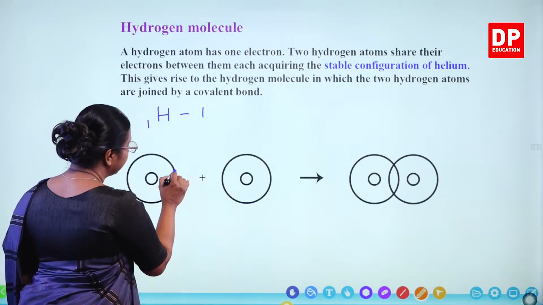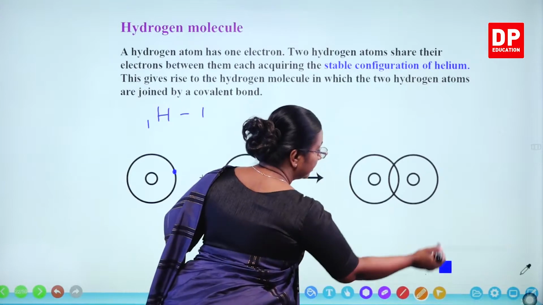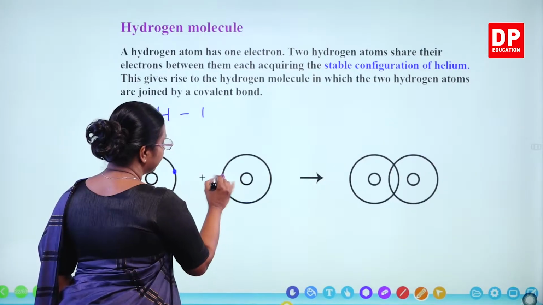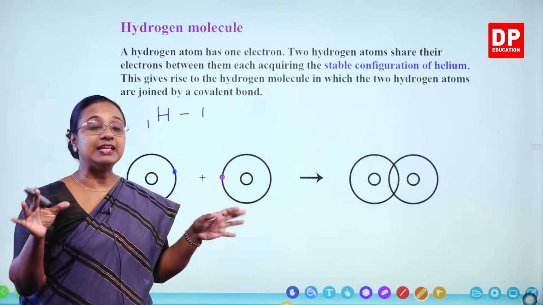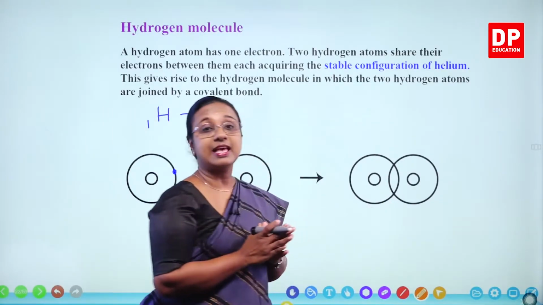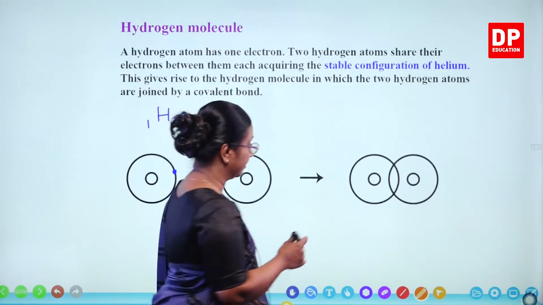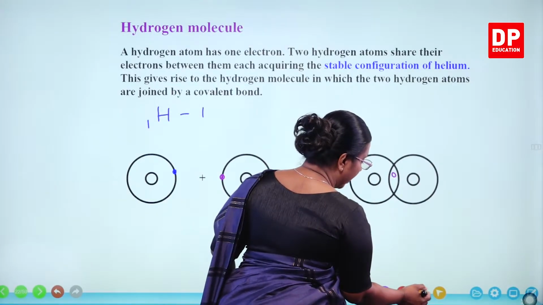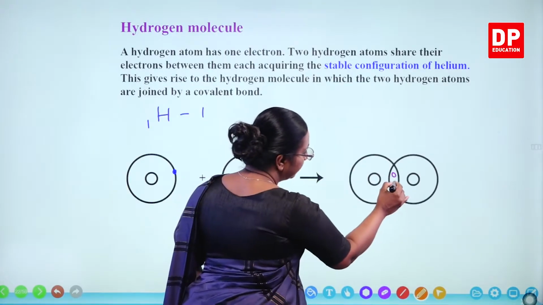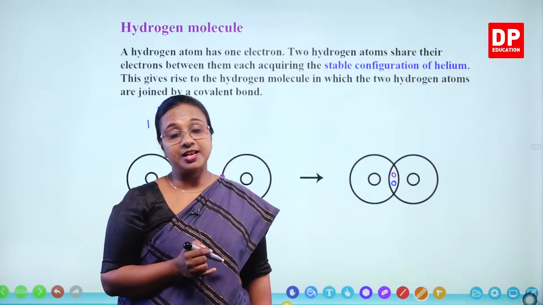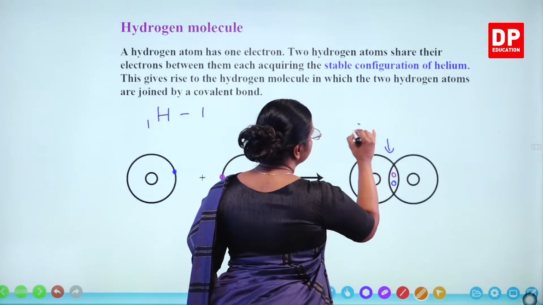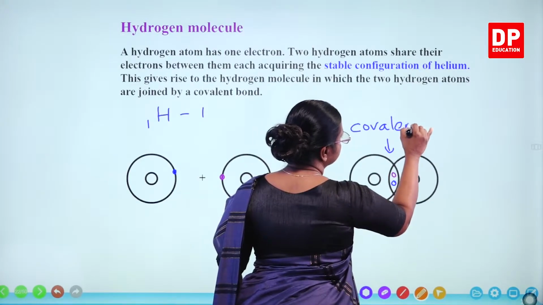There is only 1 electron around the nucleus of hydrogen. So, if we denote that electron, this one, and the electron of this hydrogen is here. So, again, the atoms come closer, then the energy levels overlap so that the electrons can be shared among the 2 atoms. So, here this is the bond where the electrons are shared among the 2 atoms between the common shell. So, hydrogen has formed the covalent bond.